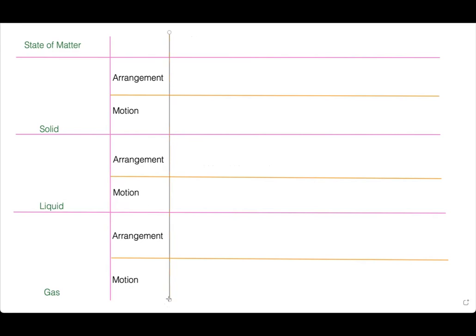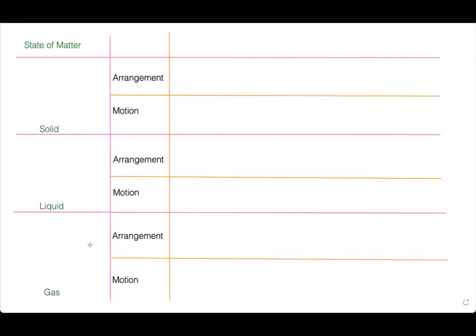For the three states of matter, all of you have learned in primary school. You actually know that solid has a definite shape and a definite volume. Correct? Liquid has a definite volume but does not have a definite shape. And gases do not have definite shape and definite volume.